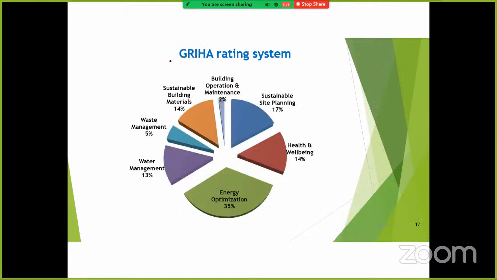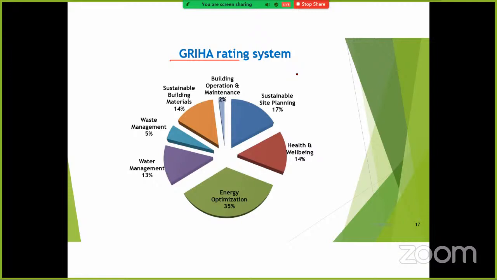Now our GRIHA, Green Rating for Integrated Habitat Assessment, it is developed by the Energy Resource Institute, New Delhi, and it has a tie-up with MNRE. And this rating system is widely adopted in India. And nowadays, this rating system has been modified for the different climatic zones of India.